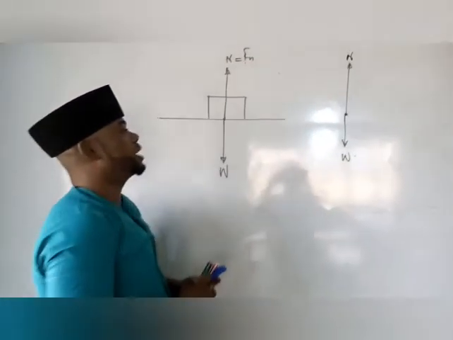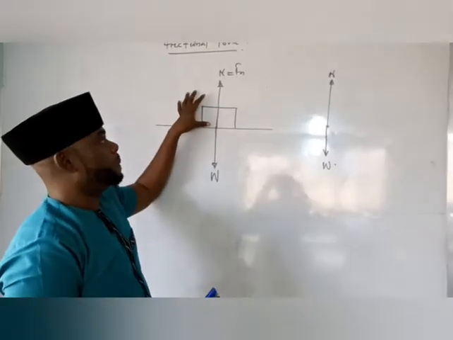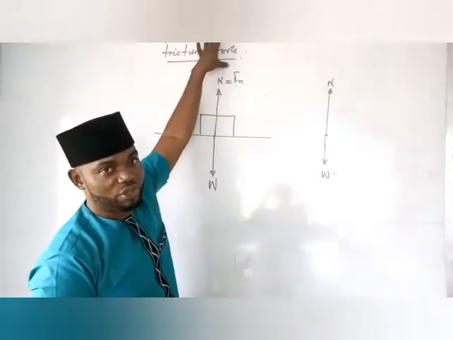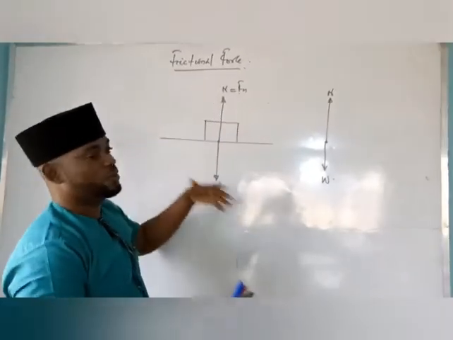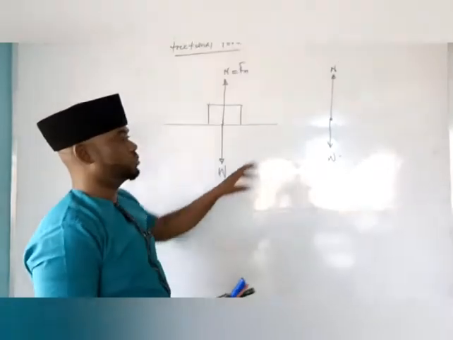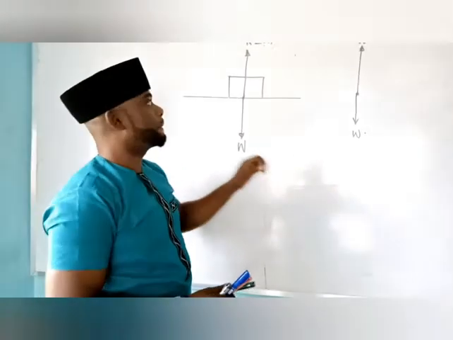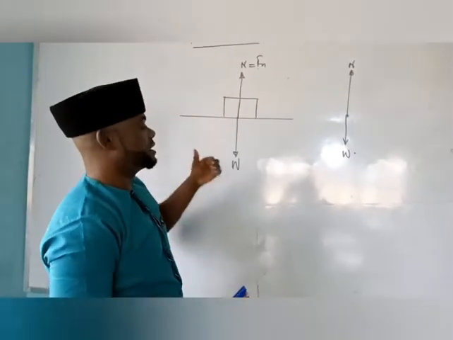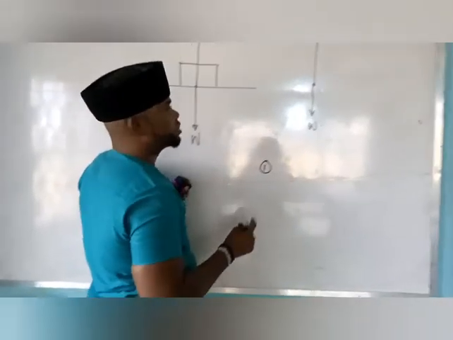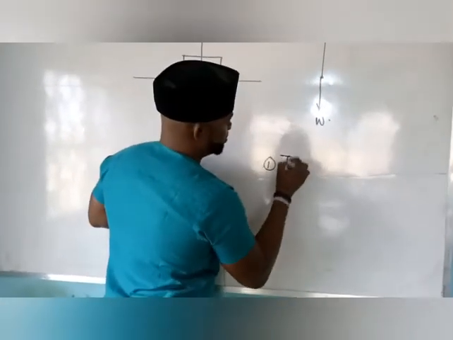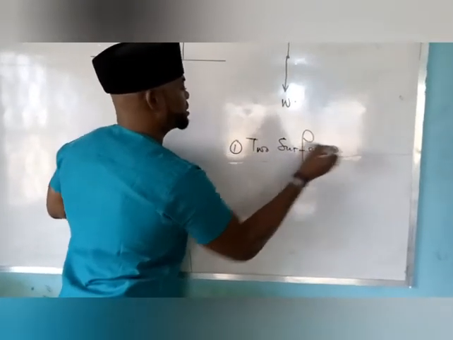For today, we want to look at all the forces that can be generated in the system. We'll focus on frictional force. Frictional force is a force that opposes motion between two surfaces. It causes wear and it causes heat. But for today, the first thing I want us to take note of is that for frictional force to act, there must be two surfaces.